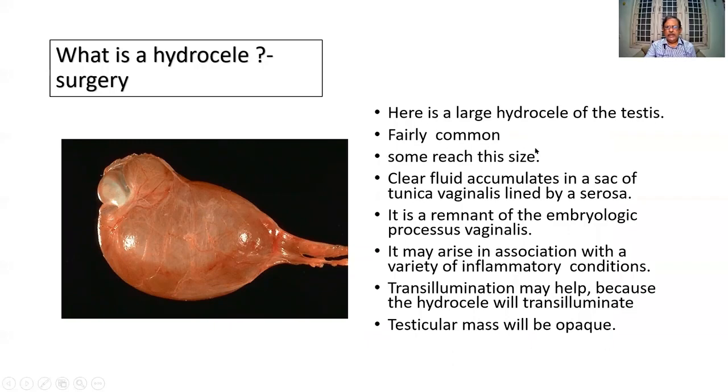So it is a large hydrocele, fairly common. Sometimes it can be of a larger size or a smaller one. Clear fluid is accumulating. I find that I can almost see through it. It is called transparent or lack of opacity. And it is a remnant of the embryonic processus vaginalis. Sometimes it can arise because of inflammatory conditions, or sometimes it can just be a transudate. Transillumination will help us. They would have taught you in surgery, of course, you will have to answer. And the testicular mass will be opaque. There is a testis over here which is opaque, whereas here the light is being allowed to pass through.